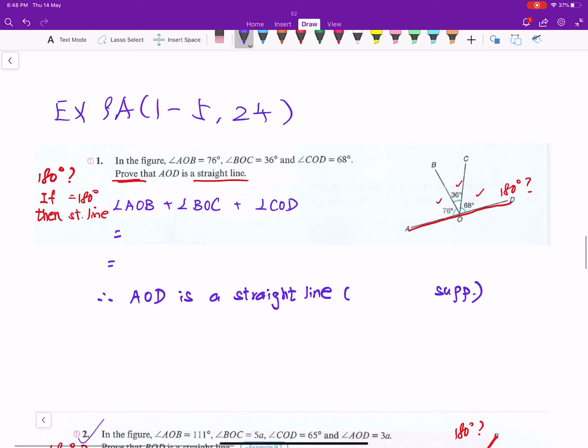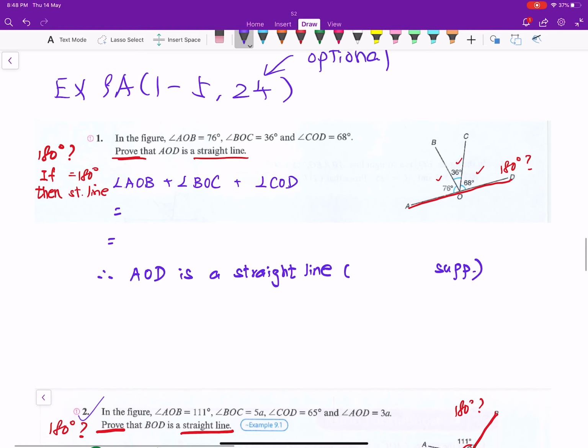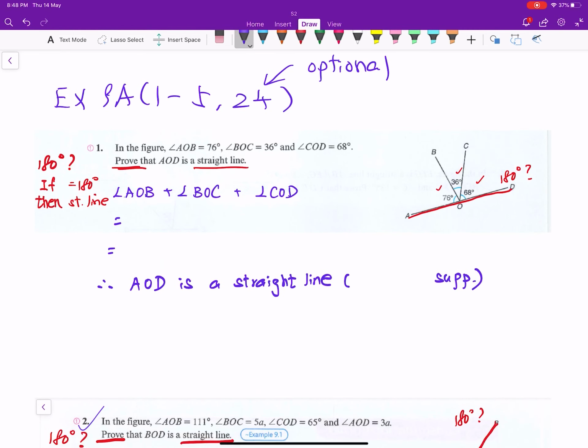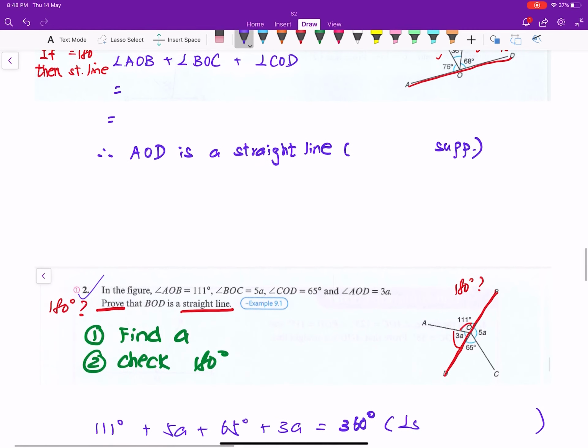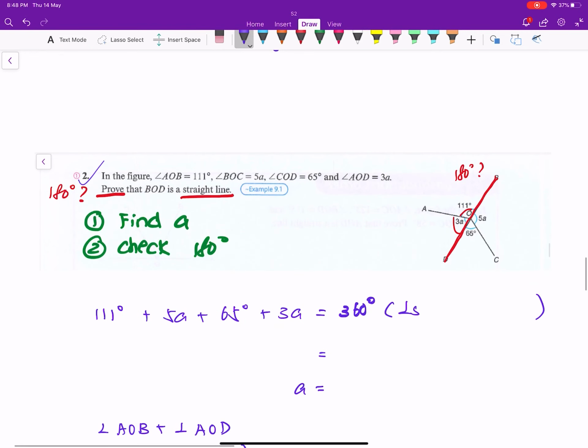Okay, today's homework is exercise 9A, questions 1 to 5, and question 27 is optional, a challenge for smarter students, okay? After you finish the basic questions. Okay, I will go through question 2 with you.